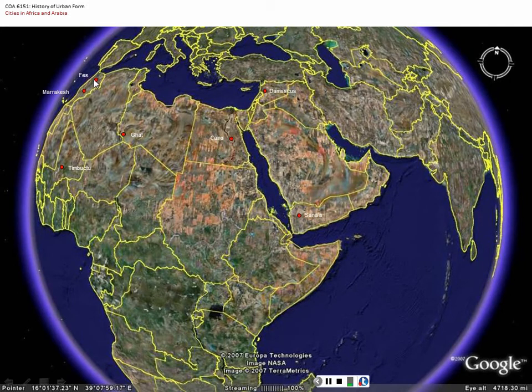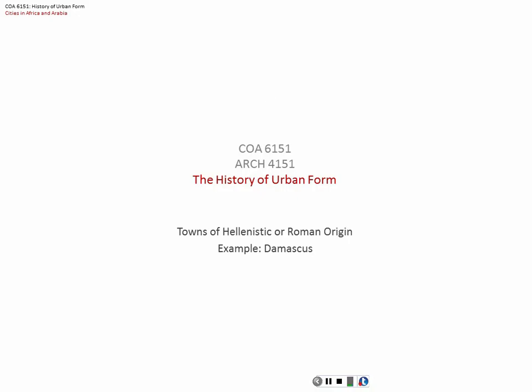Marrakesh, we've already seen. Fez, the old part of the city, is probably the most medieval city remaining in the world. Cairo, to some degree, though not much. So we will begin here, I think, with Damascus.